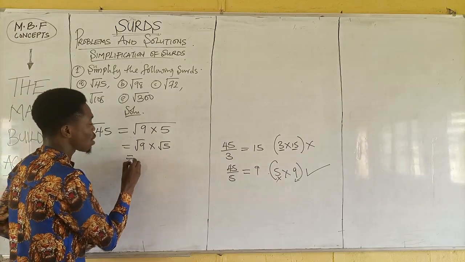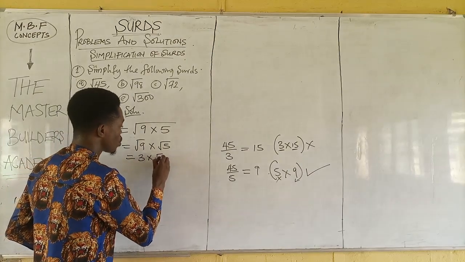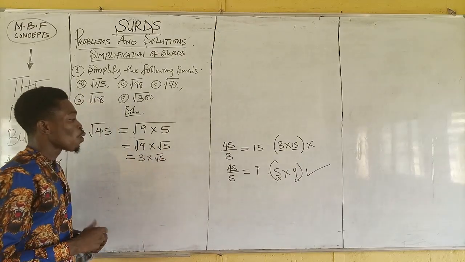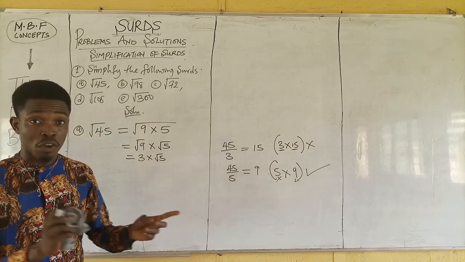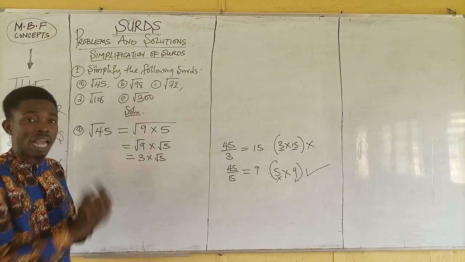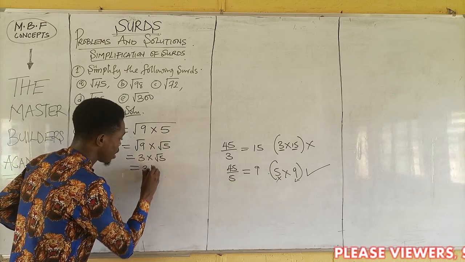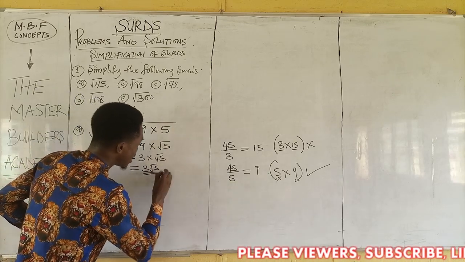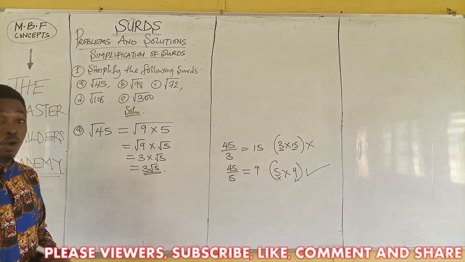Now 9 is a perfect square. What is the square root of 9, guys? We are going to have 3 times root 5. Then here we are going to be using one of the other rules again, which happens to be, I think, rule number 4, right? That when you have a number outside square root, or a number without square root, multiplying a number with square root, the answer will just become 3 root 5. This is the answer to this very question. Hope this is clear. Yes.